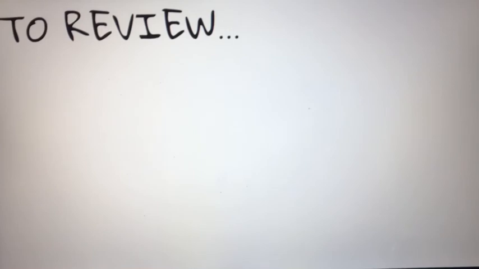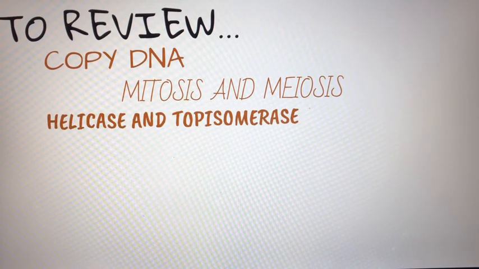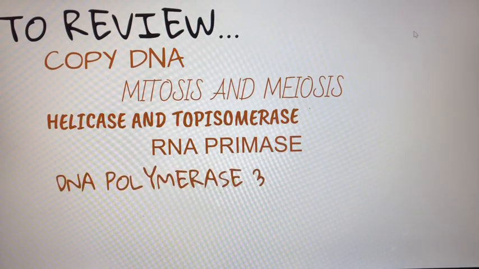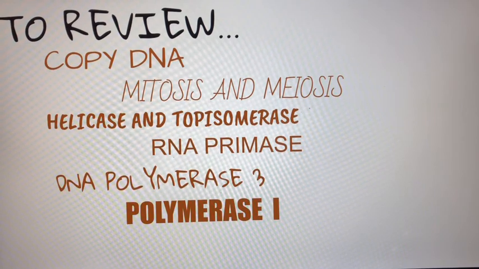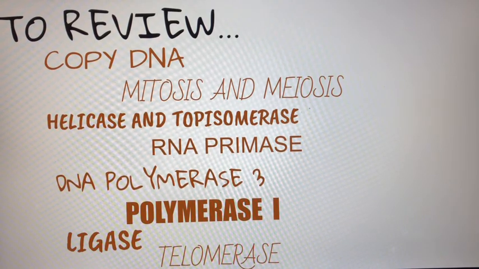Okay, so to review, DNA replication is the copying of DNA. This is important in the processes of mitosis and meiosis. To start the process, helicase and topoisomerase will unwind and unzip the DNA strand. Next, RNA primase lays down RNA. DNA polymerase III will then come down and lay DNA. Next, polymerase I will replace the RNA with the DNA. Ligase will then connect all of the Okazaki fragments. And finally, telomerase will lay down TTAGG for protection from chromosome erosion.